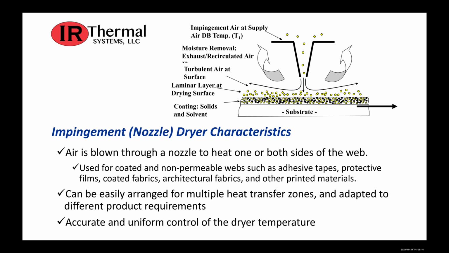And you can see there on that diagram how the air comes into the nozzles and forces it onto the substrate. You have a turbulent air layer at the surface and a laminar layer directly at the surface. So a turbulent air just above that. And the coating can be solids or solvent, solids and solvent.